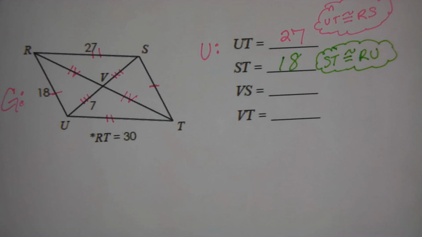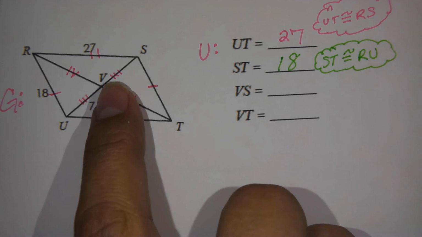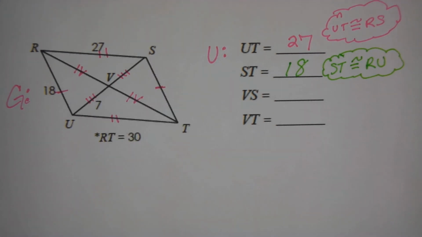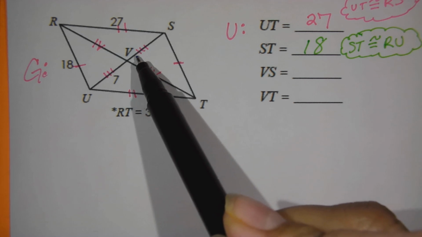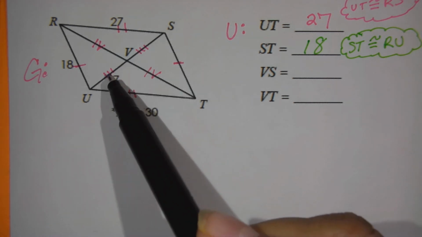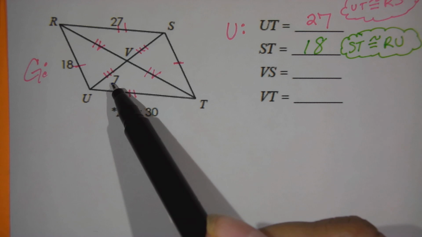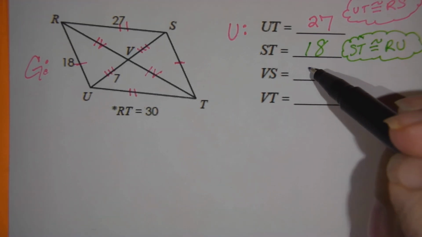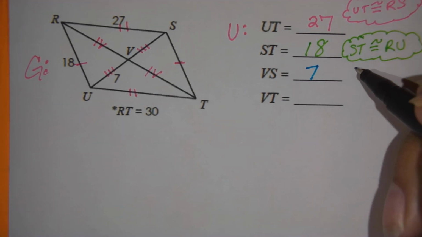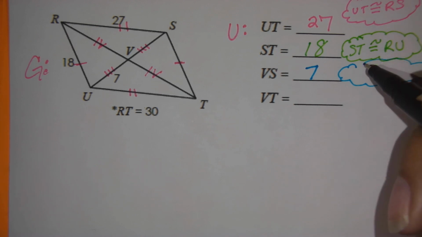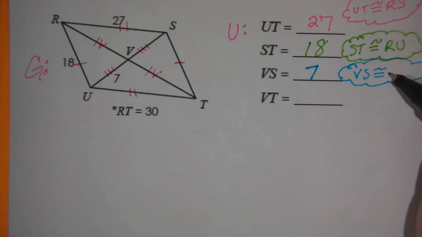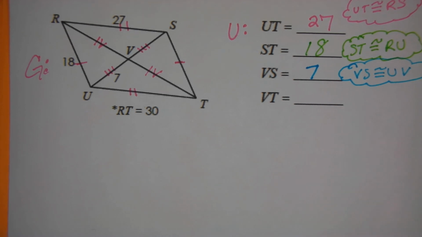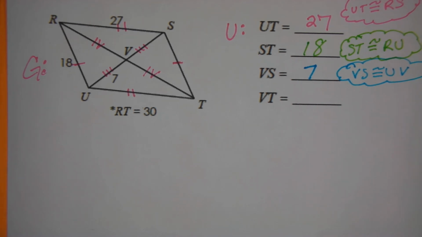Alright, so let's look at VS. Well, VS is this segment right here. It's part of the diagonal. So VS is congruent to this one right here because they're marked the same. So that means this guy is 7, which means VS is 7. So I'm going to make another little note right here that VS is congruent to UV. And we got another one to go.